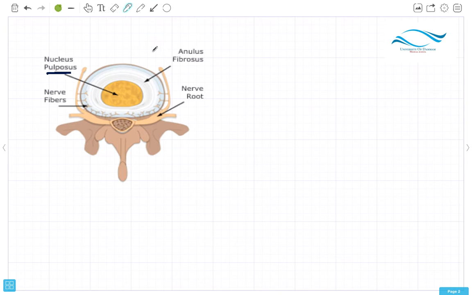So what is the main function of the disc? We have heard it since long ago. The main function of the disc is to absorb the shock. That's why we call it a shock absorber, right? So if we have a person here, I apologize in advance for my bad drawings. I'm very sorry, I'm not good at that.